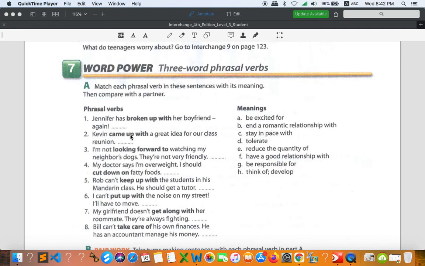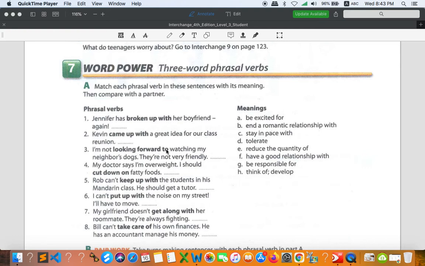Number 2, Kevin came up with a great idea for our class reunion. Come up with means you have a new idea, or you develop different ideas. So it should be letter H right here, because we have think of or develop, which is the meaning of the phrasal verb came up with. Number 3, so once again, number 2 is letter H. Number 3, I'm not looking forward to watching my neighbor's dogs. They're not very friendly. Looking forward to is just like you are waiting for something.